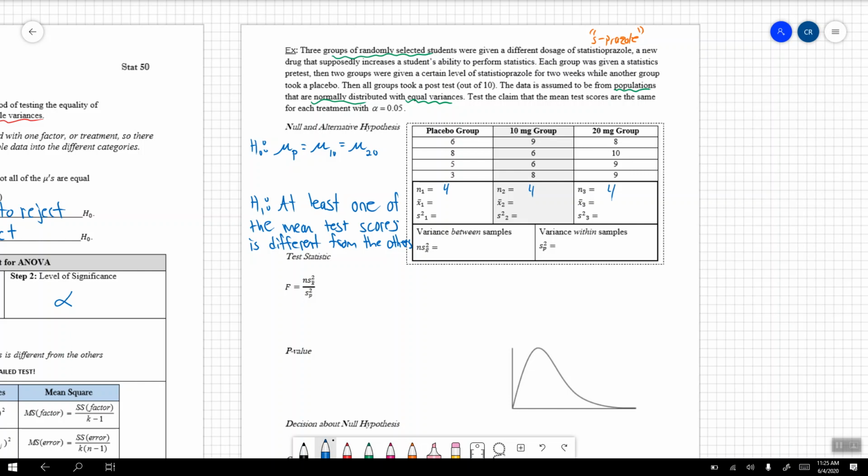Now I need the average, or the mean, for these specific samples. You can do this by taking all of the values, adding them up, and then dividing by 4. That's completely fine, or we can do them on the TI. I prefer to do them on the TI. So let's go to the TI.